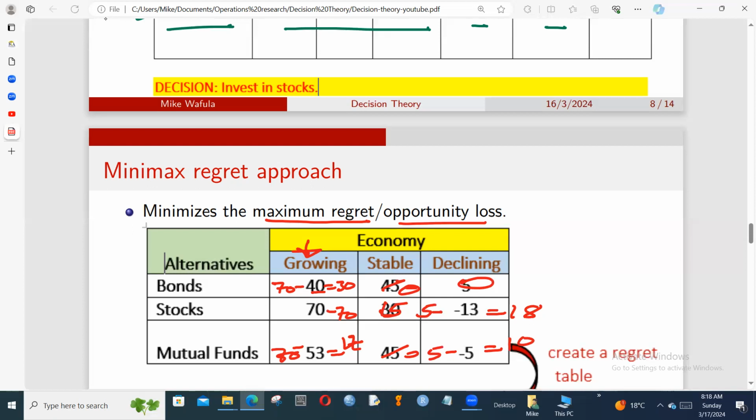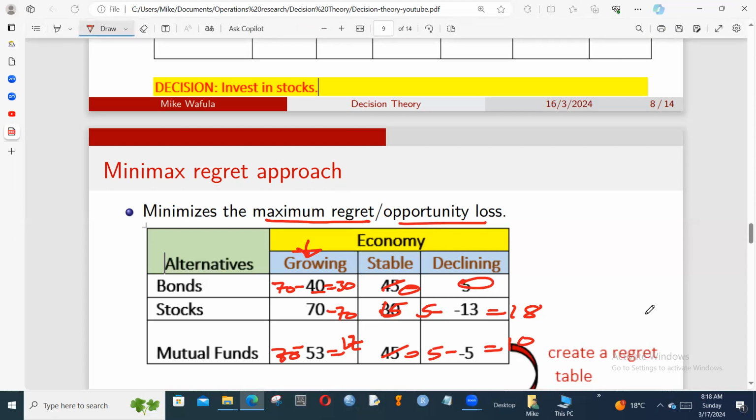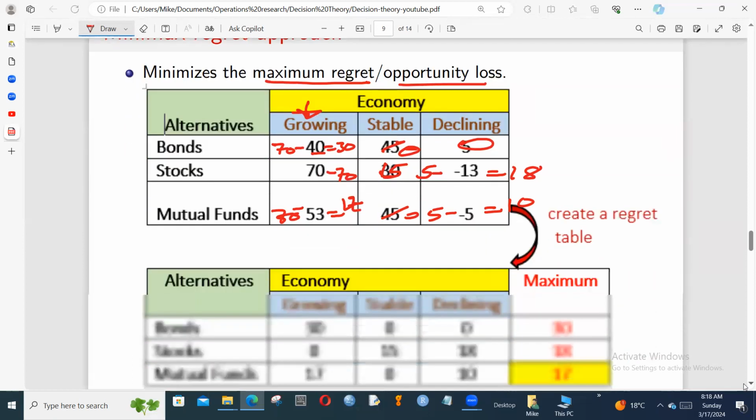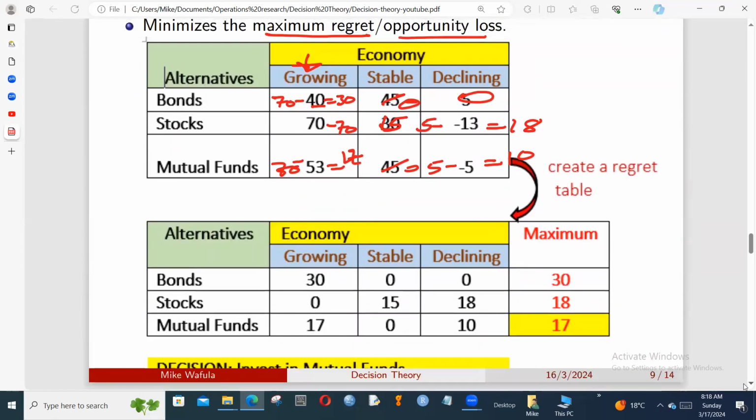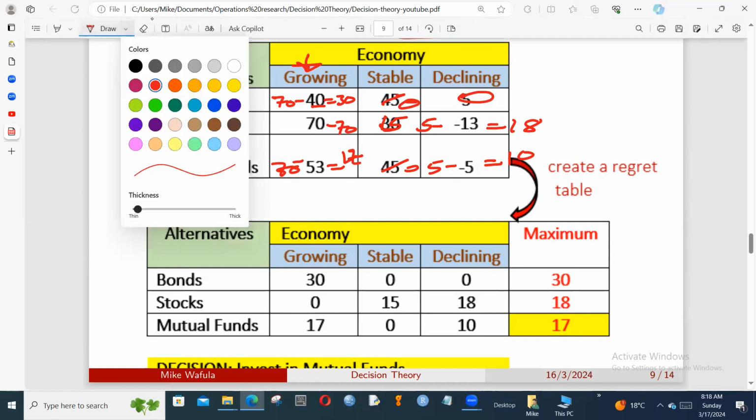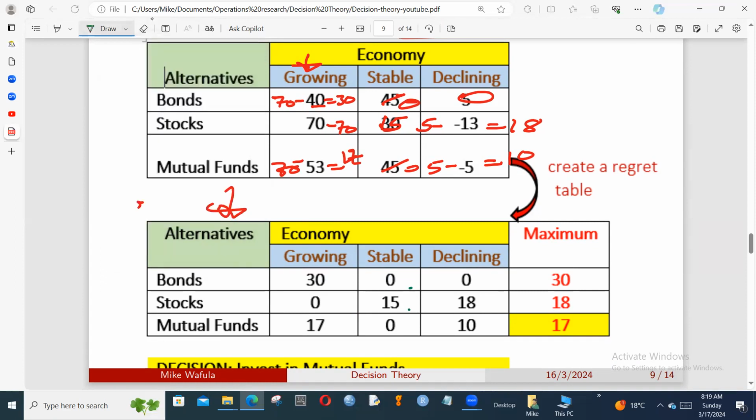So once you have constructed a regret table, it will appear as we can see here. It appears like this, so that we are now having the 30, the 0, the 17, and then the 0, 15, 0, and so on. So we are calling it maximum regret.